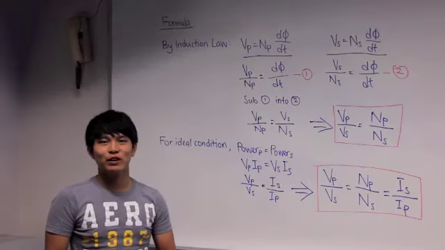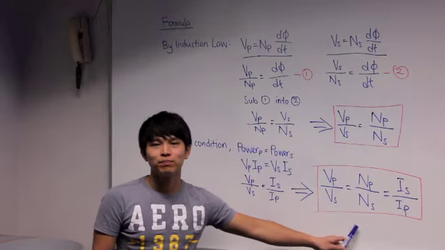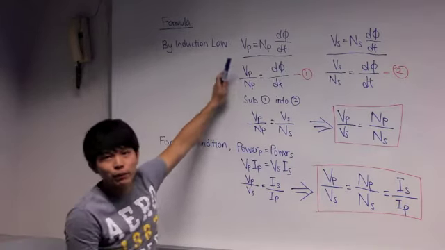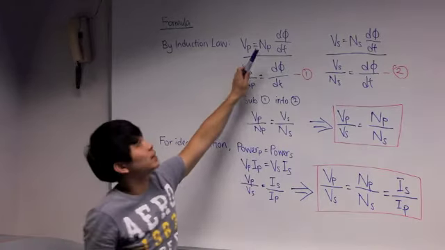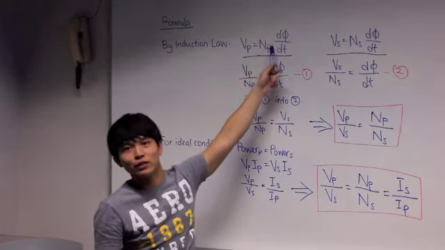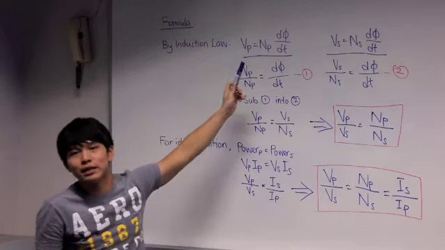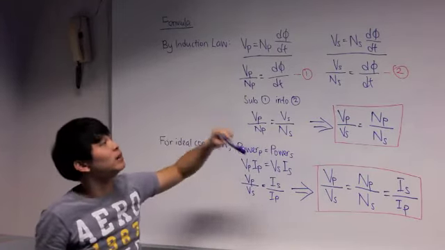Hi, I'll be teaching you all how to derive this formula. So first, by the induction law, we have this equation: Vp equals Np multiplied by the derivative of the magnetic flux over time. Vp represents the primary voltage and Np represents the number of windings in the primary coil.